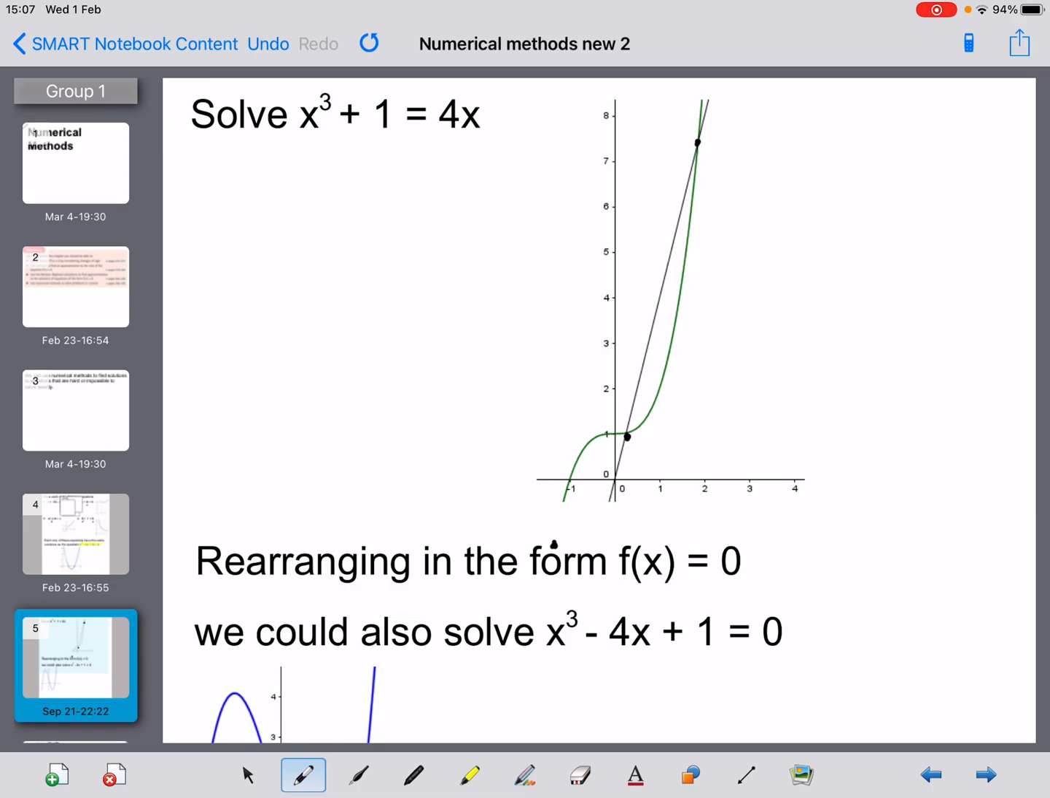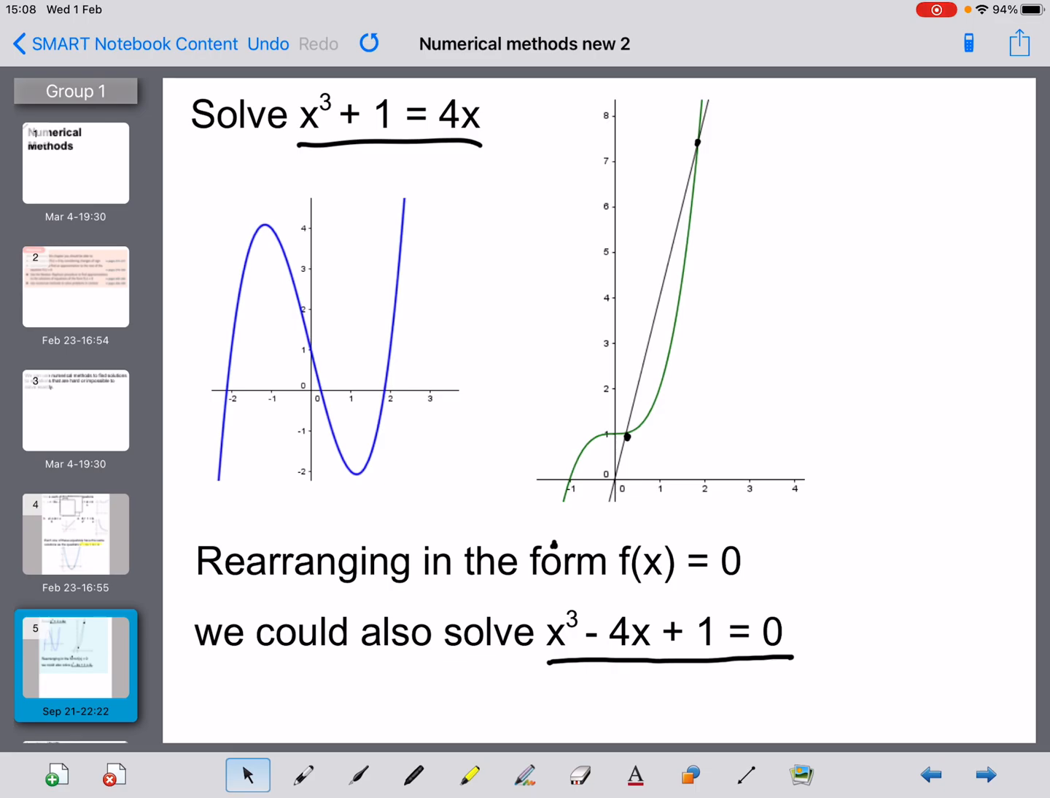Now if we can rearrange this into this and solve where the cubic equals 0, then we'll find those points of intersection. So here is that graph of y equals x cubed minus 4x plus 1, and you can see there's a point of intersection here between 1 and 2, so that's that one. There's another one here between 0 and 1, so that's that one. And then there's another one here, roughly at minus 2, so that would be the one down here.